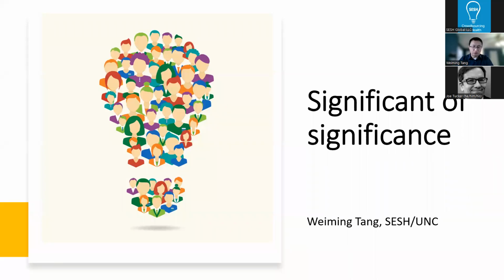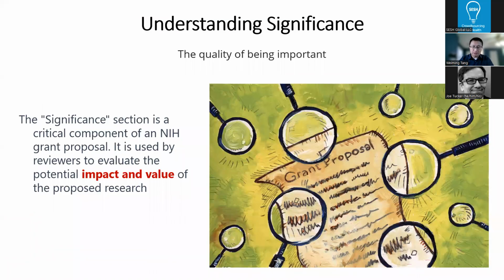In today's section, we will review what we should put into the significance part of the grant application. As you know, the significance part is one of the review criteria for an NIH grant. Regarding significance, we need to go back to the definition. So what is significance? The definition of significance is the quality of being important. From this definition, we should understand that in this part, we need to write why this research is important, and why the funders should support this study and get it funded.